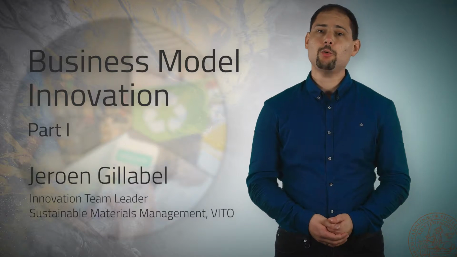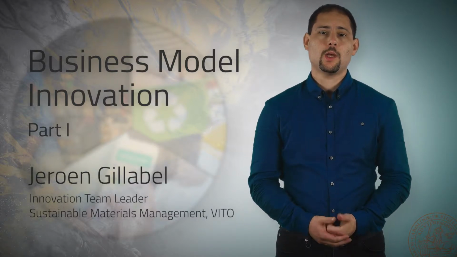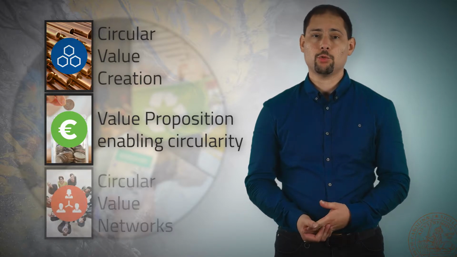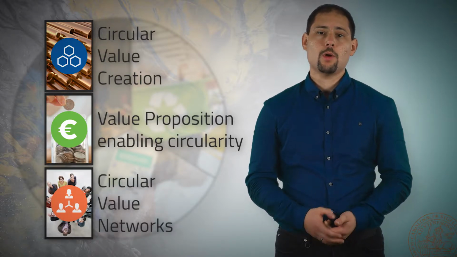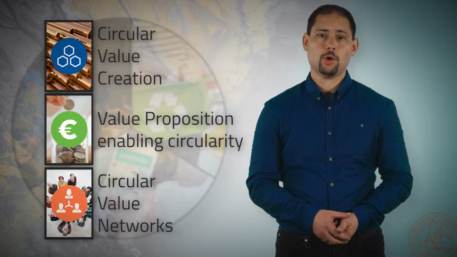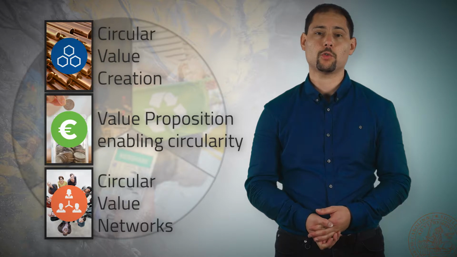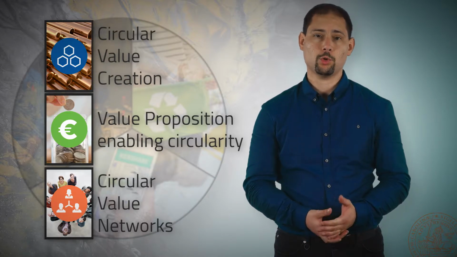There are three key ingredients for a circular business. It should engage in some form of circular value creation, it should make use of value propositions that enable circularity, and it should be embedded in a circular value network. For each of these three ingredients, a range of specific strategies exist from which you can choose to design a circular business model adapted to the context of your company.